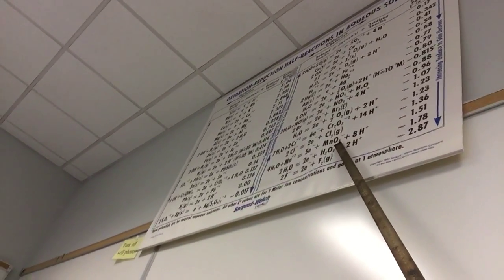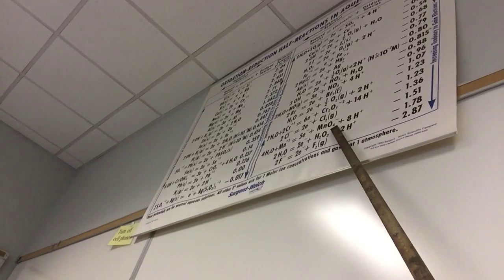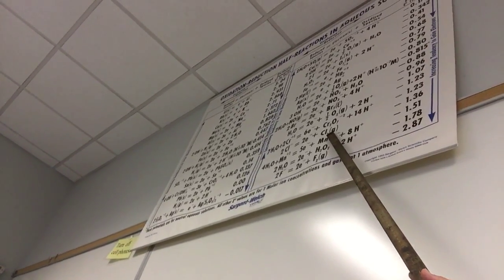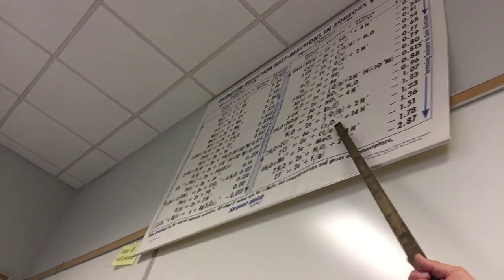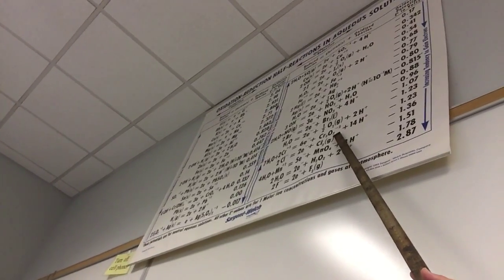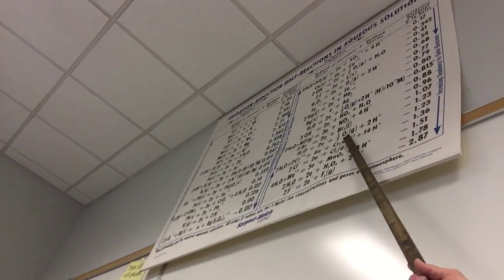These should be pretty easy. What's this? Fluorine. What's this? H2O2. Hydrogen peroxide, MnO4 minus. Permanganate, Cl2 is chlorine, Cr2O7 2 minus. Dichromate, O2.